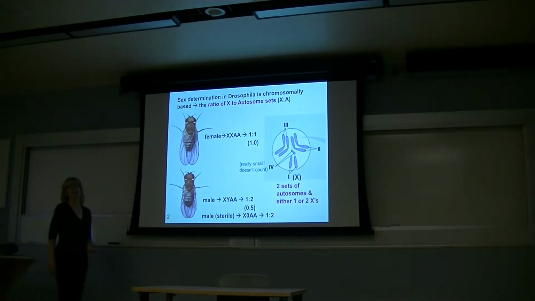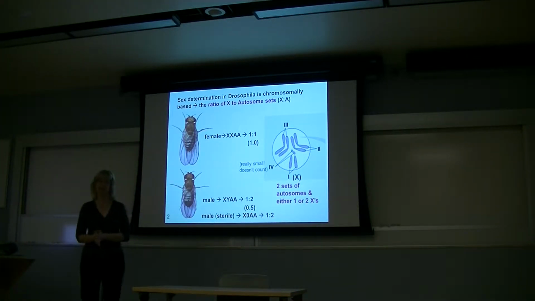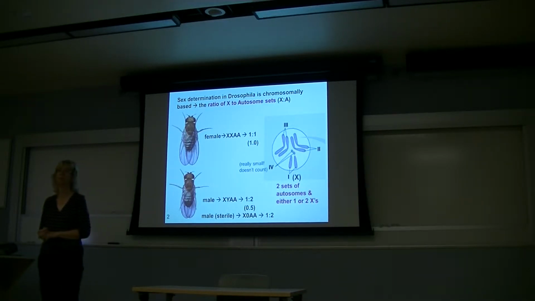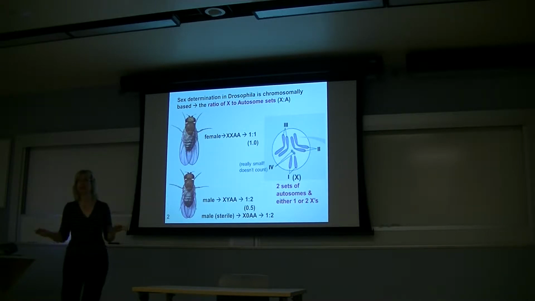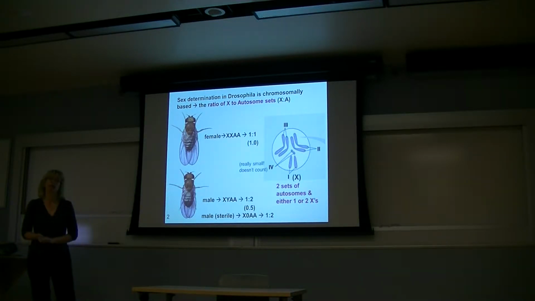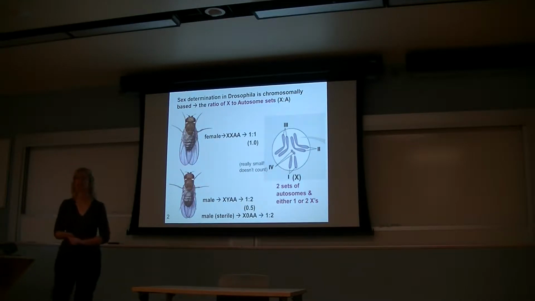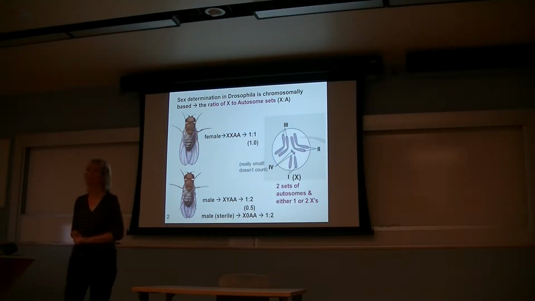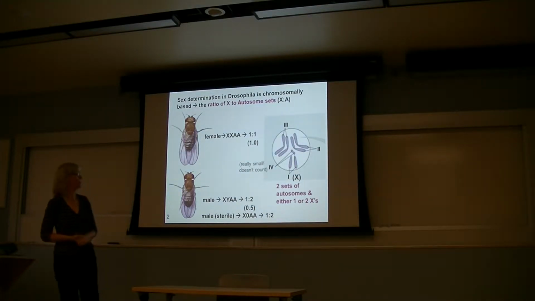So in Drosophila, one similarity to mammals is that it also relies on chromosomes as the mechanism for sex determination. So it's entirely based on what genes are present and nothing to do with the environment. However, in Drosophila, they do have a Y chromosome, but that is pretty much irrelevant for the sexual phenotype. So that's different from mammals, which of course do rely on the Y chromosome.